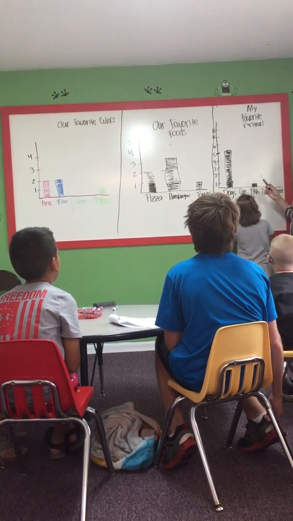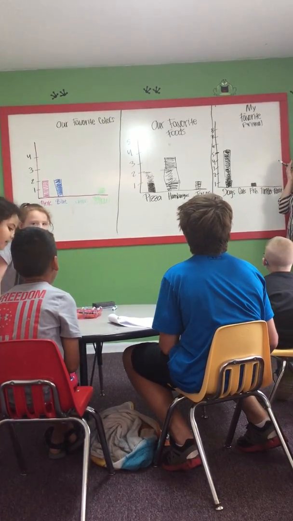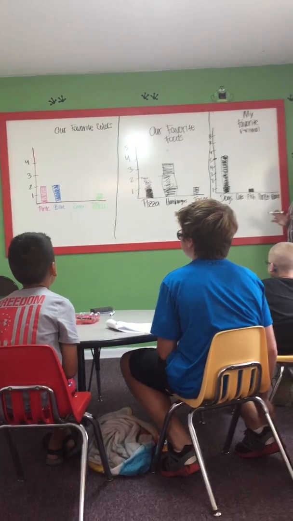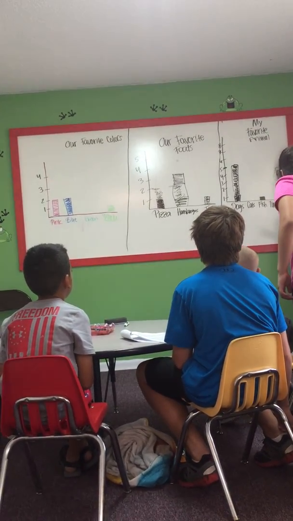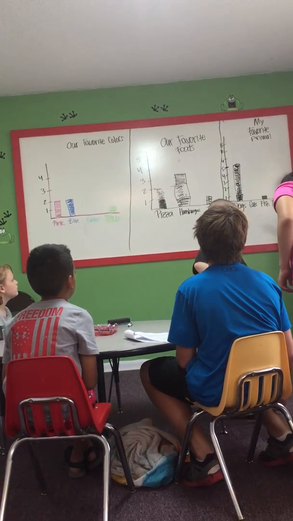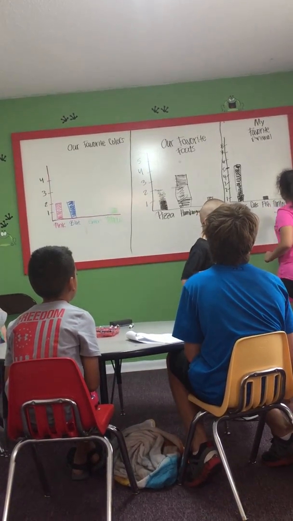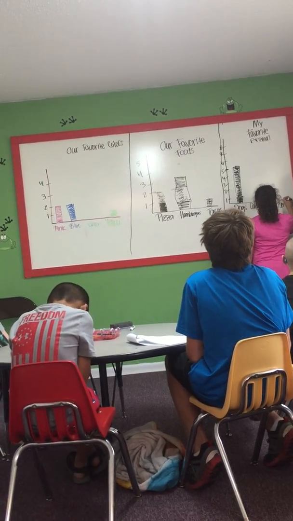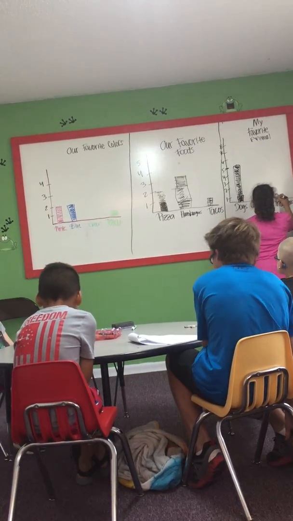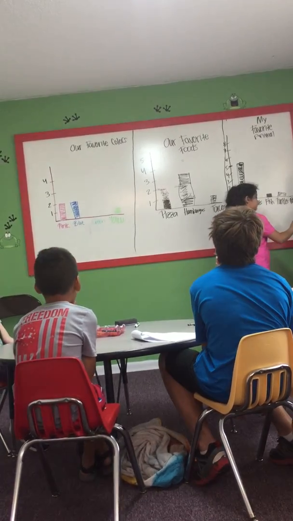Good job. Okay, now Leah, come show me your favorite real quick. Which animal's your favorite? Excuse me, Jace. Jace, chair. Which one's your favorite? Turtles. Okay, so 5 people like dogs, 1 person likes fish, and 1 person likes turtles.